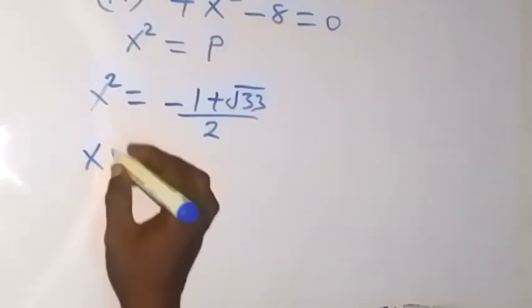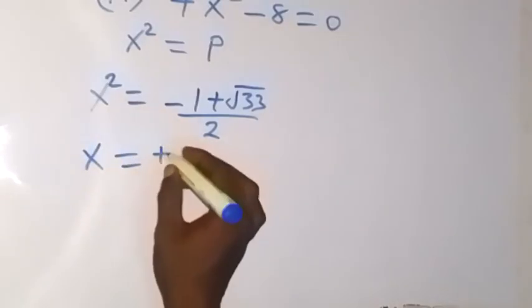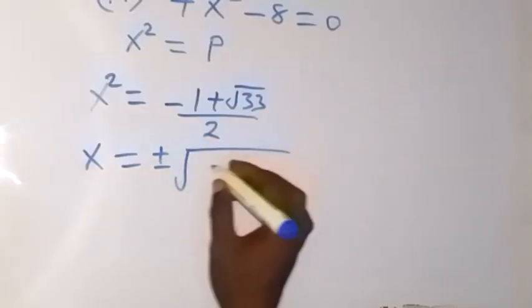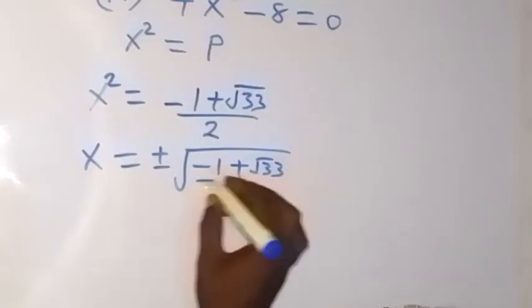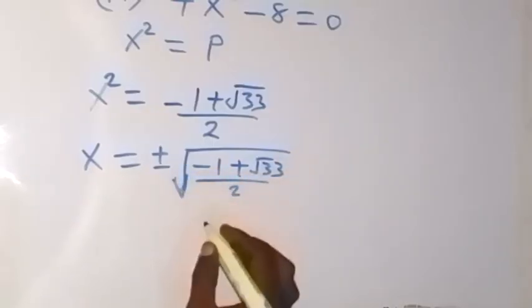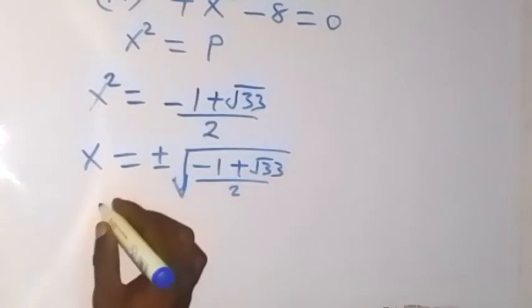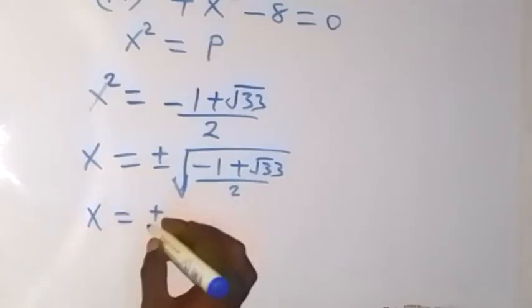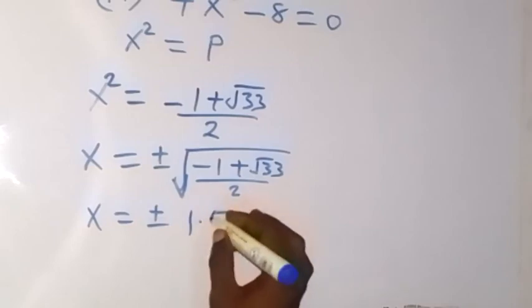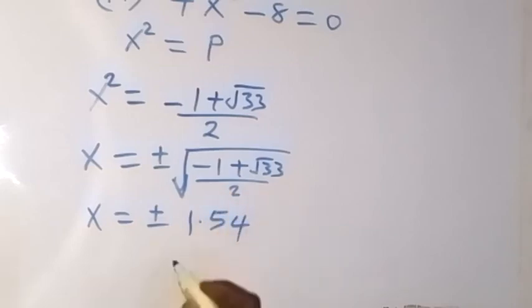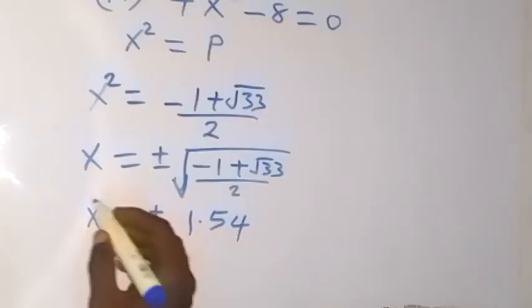So the square root on this side will remain x, then equals to plus or minus square root of minus 1 plus root 33 over 2. And when we solve this, our x will now be equals to plus or minus 1.54 to 2 decimal places there. We have x equals to plus or minus 1.54.